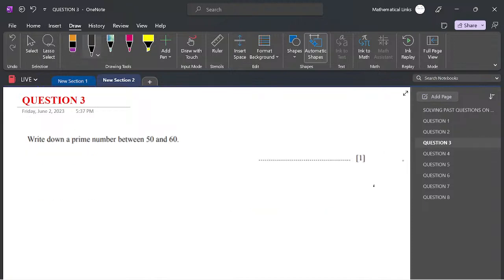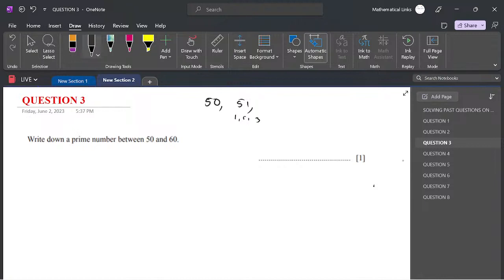Here we are to write down a prime number between 50 and 60. If you look at 50, for instance, 50 is not a prime number because it does not have exactly two factors. The next one will be 51. 51 is not a prime number because apart from 1 and 51, another factor will be 3, because 3 can go in 51 from the rule of divisibility of 3.